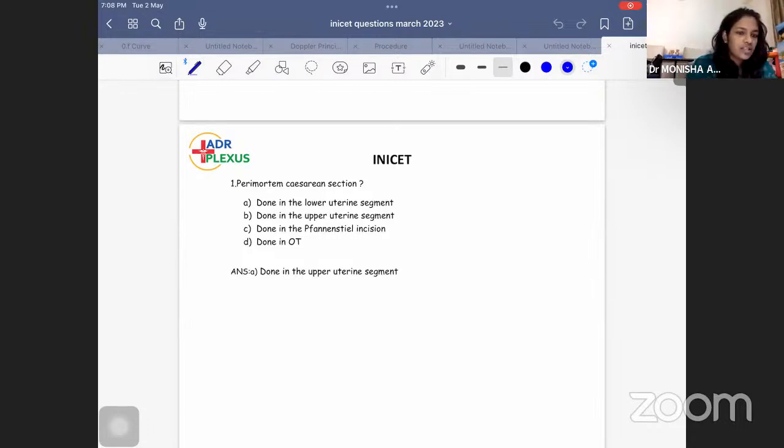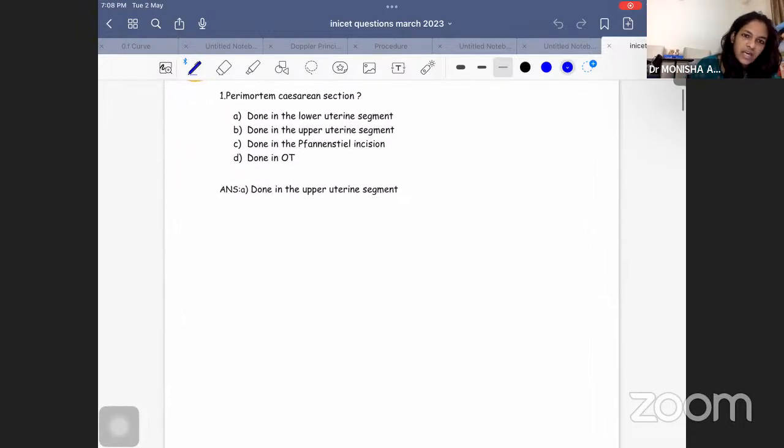The answer was: cesarean section done in the upper segment. How many of you got it right? Is it done in the lower or the upper? It is done in the upper uterine segment. So what you have to know about this, was it given lower section? No, I knew this. It is not in the lower uterine section, it is in the upper uterine section. This is directly from what I've sent, I have added the answers.